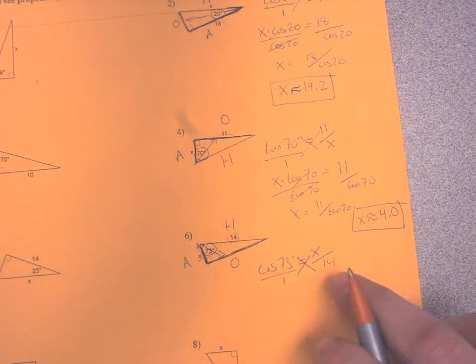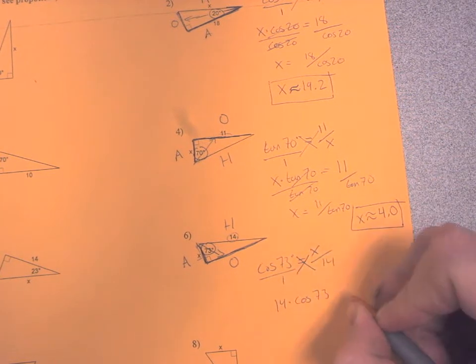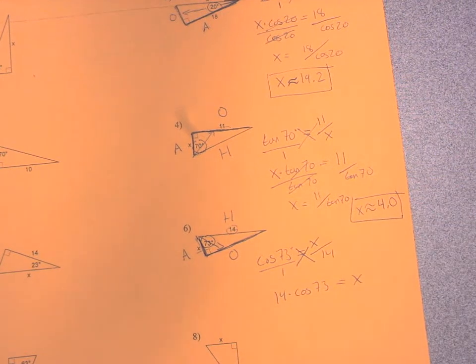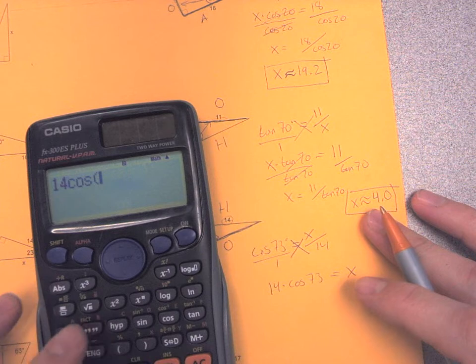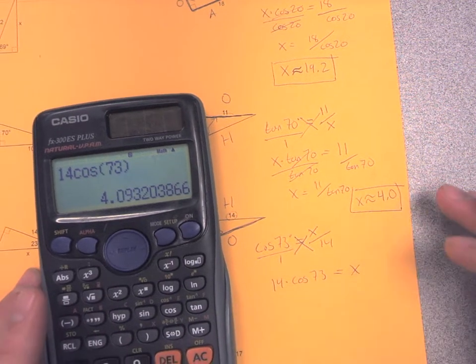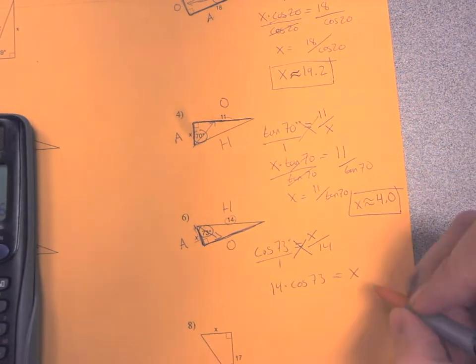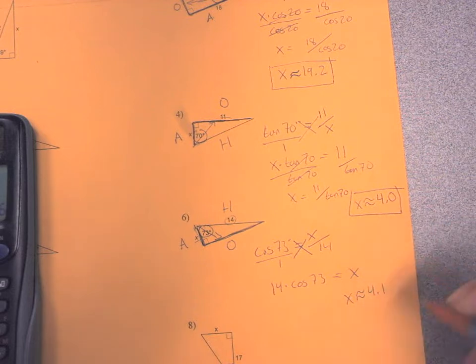In this case, we got 14 times cosine of 73 equals 1 times x. So we pretty much got x already. We don't have to divide in this case because x was on top. All we have to do is plug in 14 times cosine of 73 into our calculator. Okay, that's about 4.1. So x is approximately 4.1.